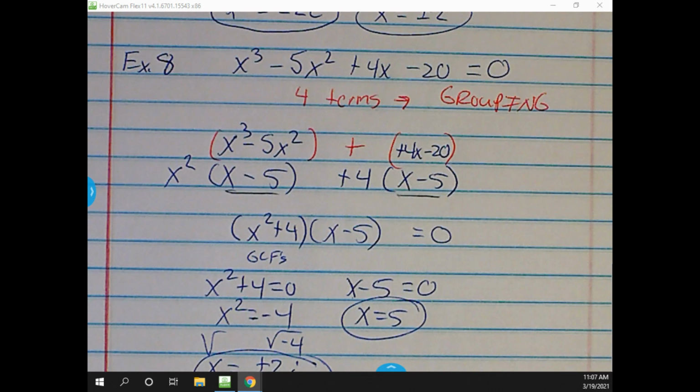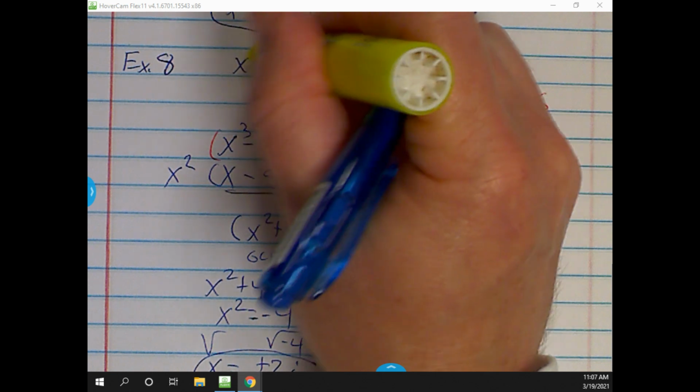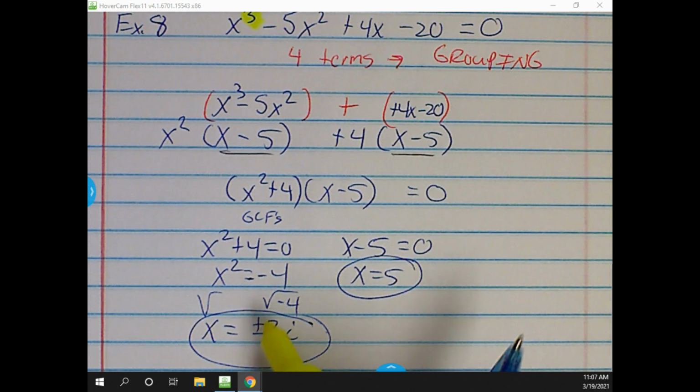All right, again, we go back up real quick to the beginning. We had x to the 3rd, so that tells us how many answers we're looking for. So there's the 1, 2 answers for the plus or minus 2i, and the x equals 5. That's the 3rd answer.